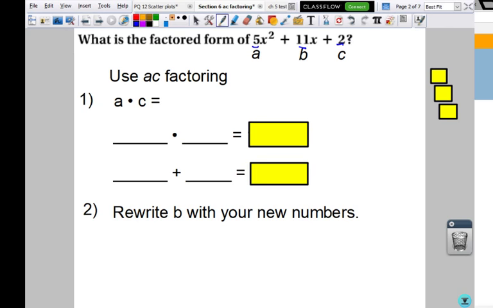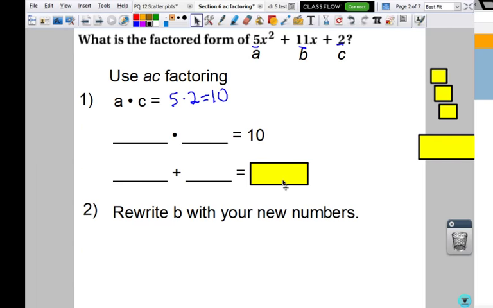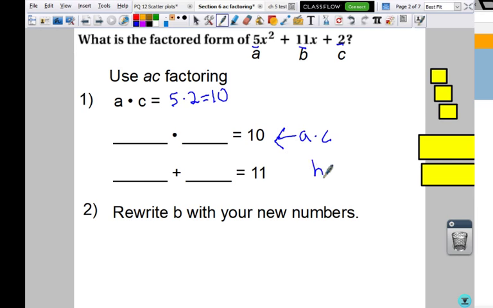So to start with, we're going to do A times C, which is 5 times 2, which is 10. After I do that, now I'm going to kind of in-the-middle factor. I want to know what times what is 10 and adds up to my number in the middle, which is 11, which is my B. So this is A times C right here, and then this is B. What times what is 10? 1 times 10. 1 plus 10 is 11. So that's B.